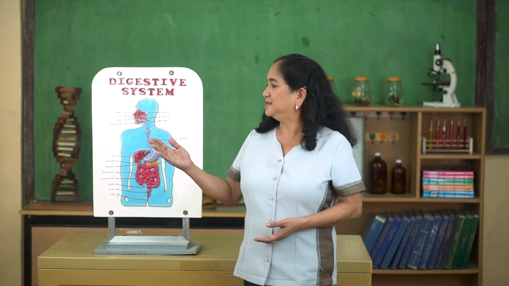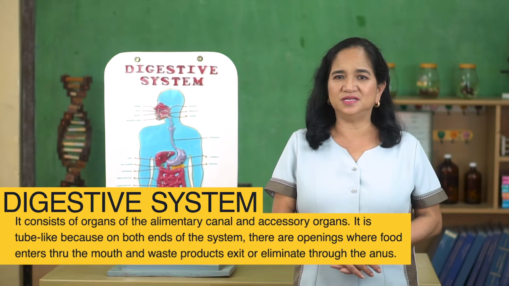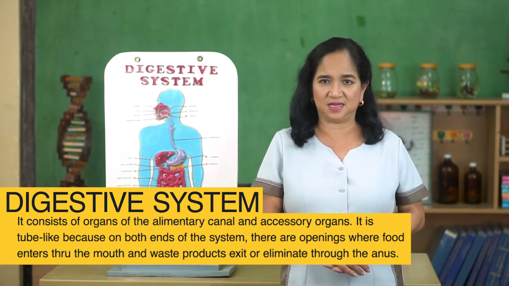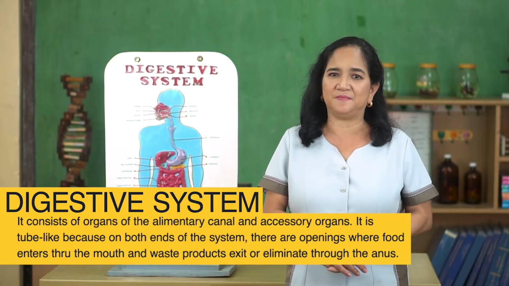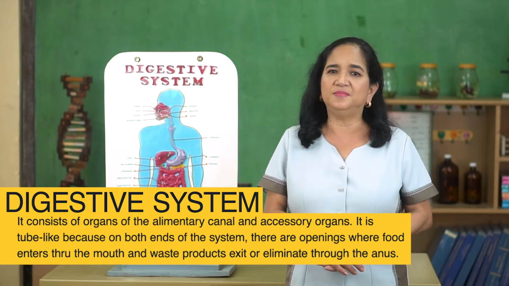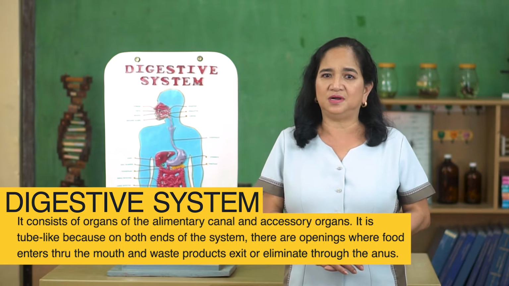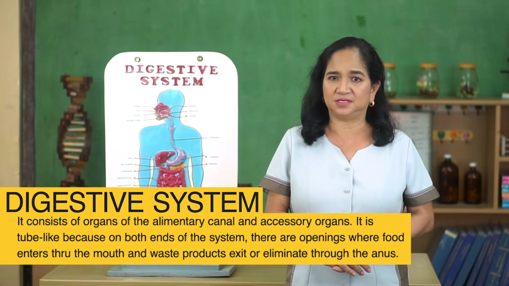Now, let us look closely at the different organs of the digestive system using this digestive model. The digestive system consists of organs of the alimentary canal and accessory organs. The human digestive system is described as tube-like because on both ends of the system there are openings where food enters through the mouth and waste products exit or are eliminated through the anus.